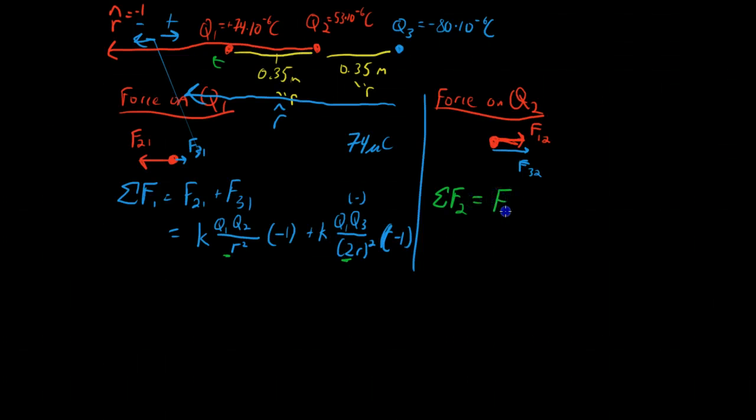So for charge 2, we have the force from 1 onto 2 plus the force from 3 onto 2. And when we look at what this indicates, we'll have K Q1 Q2 over R squared. So nothing's changed. This is actually the exact same value here. The only difference is that my R hat is 1. The reason being that I go from the source of the force all the way over towards the object of the force.